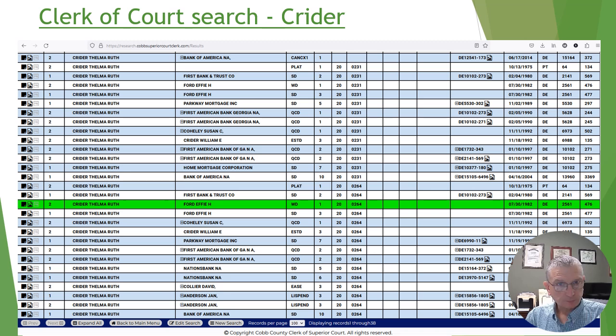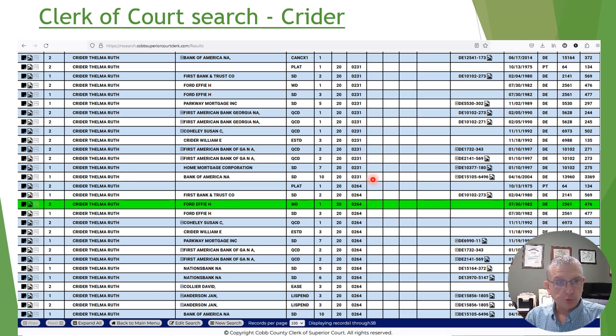So, same thing. Thelma Ruth Crider, she got it from Effie Ford. Didn't know that, didn't know if we needed to know that. Got us a little clue right here. There's a plat recorded, Plat Book 64, page 134. We got it, took a look at it. This is the warranty deed in 264. You'll notice she has a few quitclaim deeds.